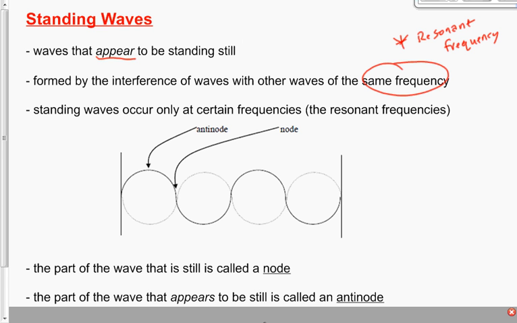The part of the wave that's still, it's not moving, that occurs as a result of destructive interference is what we call the node. The part of the wave that appears to be still, but really is not still. Really, it's going up and down several times per second. The one that's a result of constructive interference is an antinode.